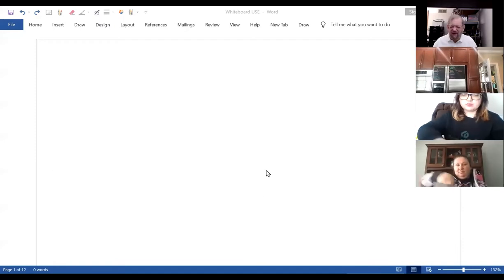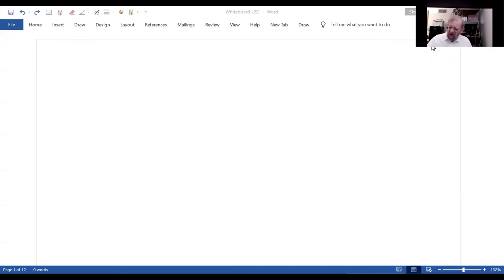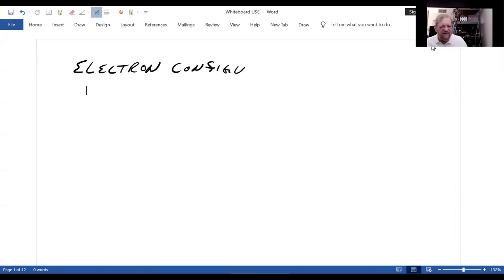Everybody see my whiteboard, white screen? Thank you. All right. One of the things students have trouble with, and that's why I like to do repetition, is electron configuration. And here we're showing all electrons.